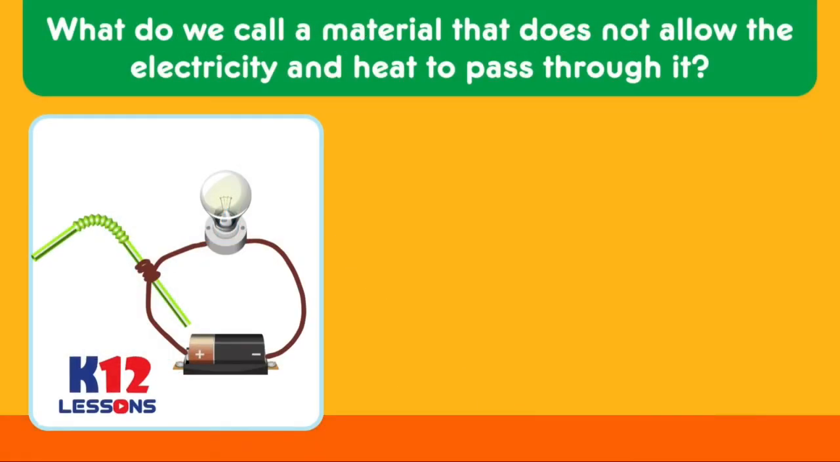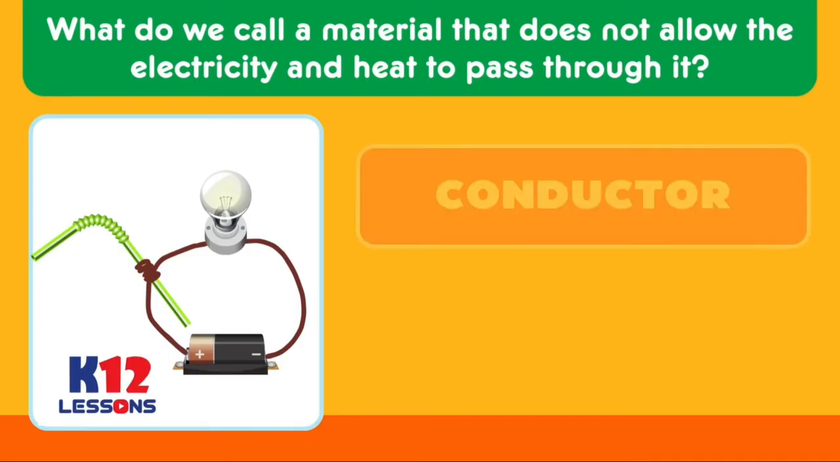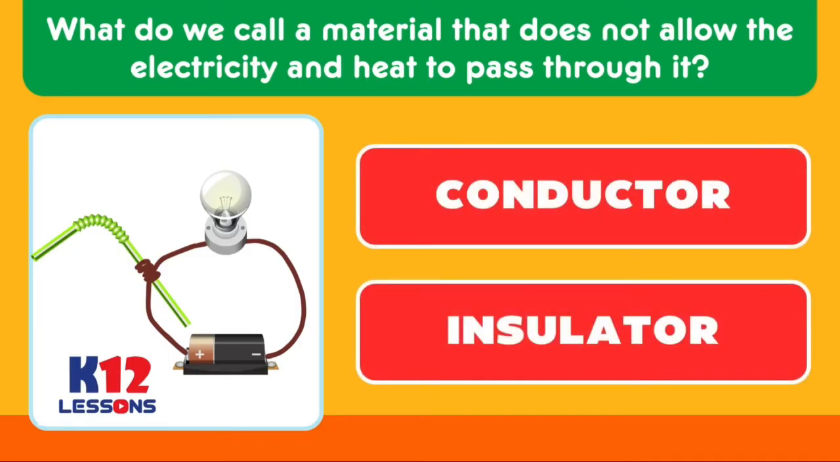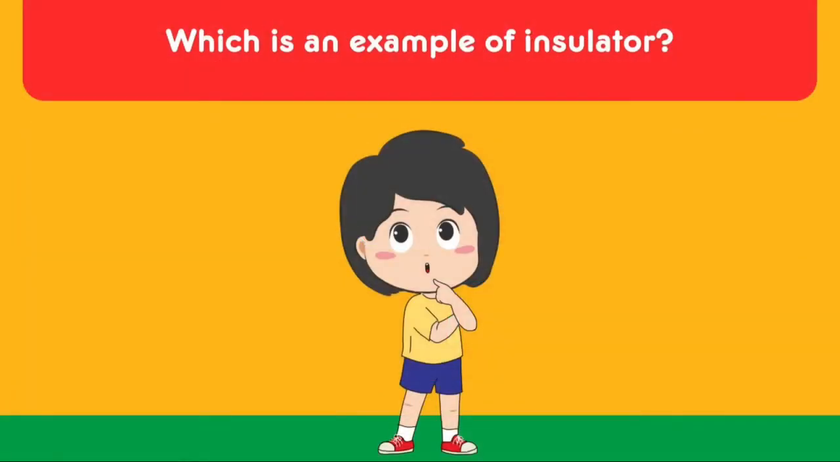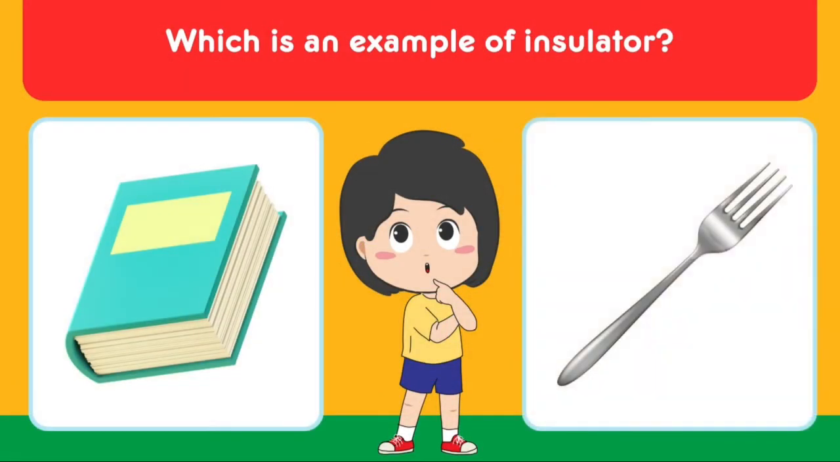What do we call a material that does not allow electricity and heat to pass through it? Conductor. Insulator. Which is an example of insulator? Book. Metal fork.